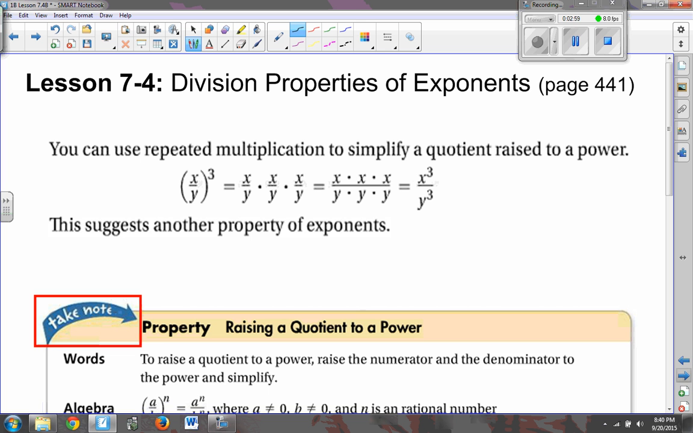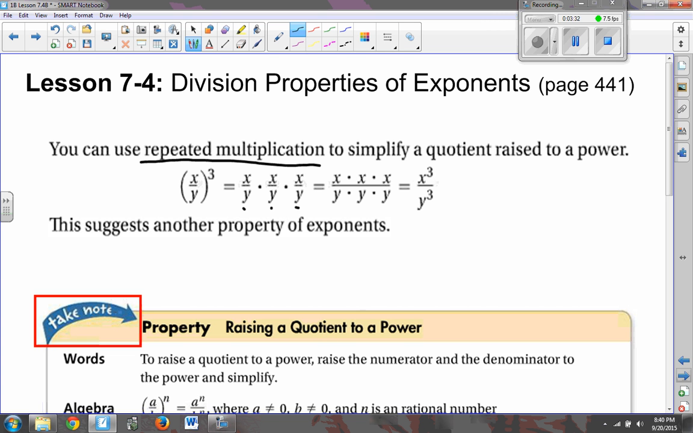Okay? So here's an example that shows you this property. Now, instead of raising a product to a power, we're going to raise an entire quotient or an entire fraction to a power. So we can see your book introduces this with repeated multiplication. We have x over y, or x divided by y, all of that to the third power. So we know that to the third power just means we have 3 of the same thing multiplied together, okay?